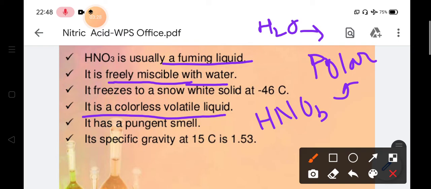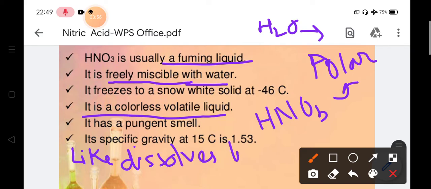But if HNO3 were non-polar, then it would not be miscible with water. Remember, polar dissolves with polar, non-polar dissolves with non-polar. Here water as well as HNO3 both are polar molecules, that is why they are highly miscible with each other. You have to remember this phrase: like dissolves like, meaning a polar molecule dissolves in a polar solvent, and in other words, a non-polar molecule dissolves in a non-polar solvent.